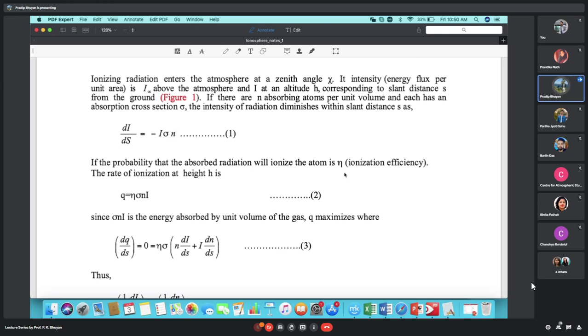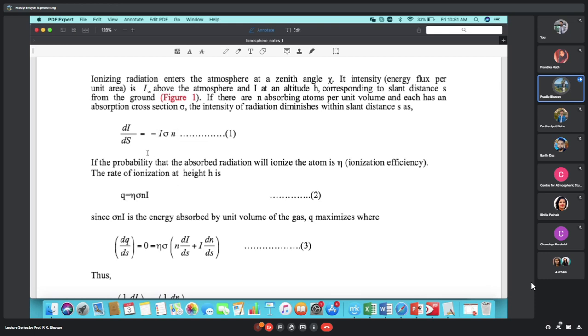So how many of the atomic oxygen will be converted to O plus and an electron, that is, separated into the oxygen ion and an electron, will depend on the ionizing efficiency. If it is 100%, then all the atomic oxygen in the path of the solar radiation will be ionized. If it is less, then less. So the rate of ionization at height h is therefore Q equals eta sigma n I. This is I sigma n, and eta is the ionizing efficiency.